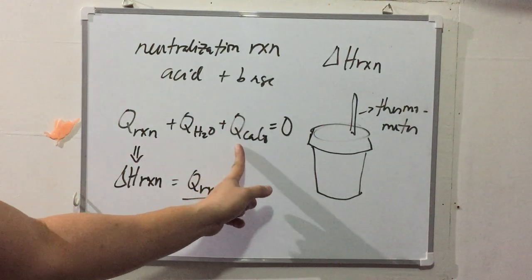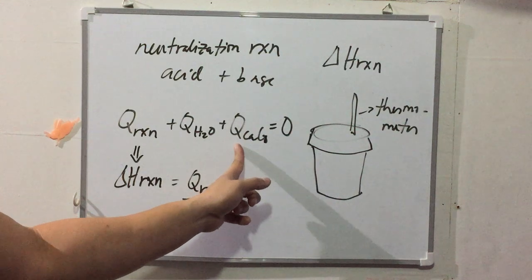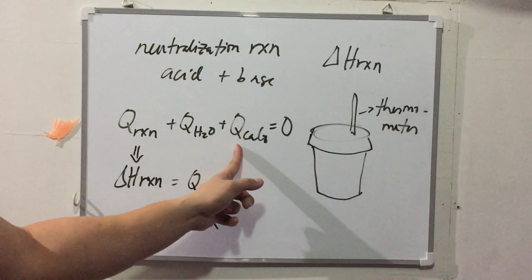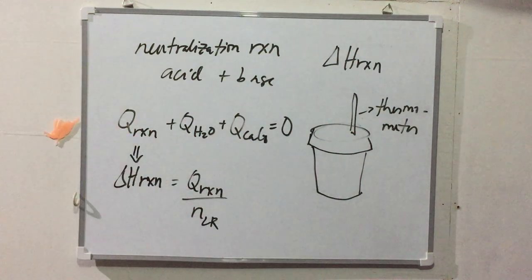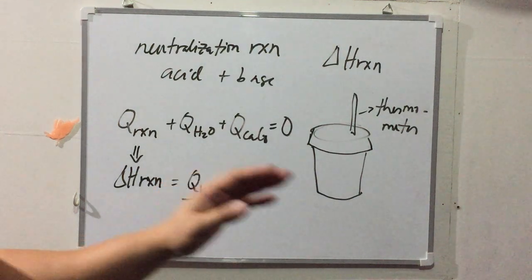In Q calorimeter, you only know delta T, so you don't know the heat capacity of the calorimeter yet. Q reaction, on the other hand, is not dependent on delta T, because in this case we're taking a look at Q as the amount of heat related to a chemical reaction. So no delta T involved, unlike our previous example.